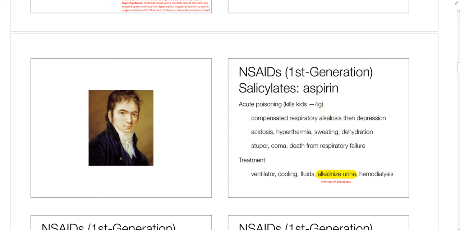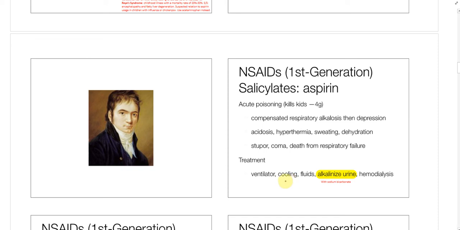I don't know why any kid, maybe they're just munching on it like candy. But if they take it, they're going to start off with compensated respiratory alkalosis, because their body, being exposed to a salicylate, is going to become very acidic, because aspirin's an acid. And so they're going to start off trying to compensate, but eventually they're going to go into respiratory depression, and then acidosis, hyperthermia, sweating, dehydration, eventually going into stupor, coma, and eventually death from respiratory failure. Treatment is, your ABCs first. We want to get them on a ventilator to ensure that we're keeping their respirations at a good rate and depth.